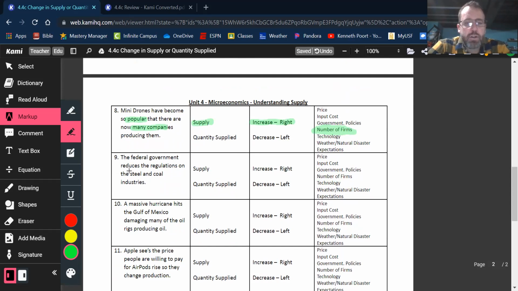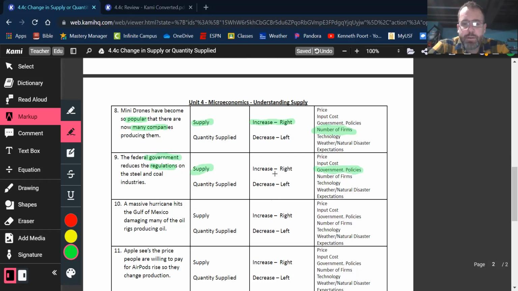Number 9, the federal government reduces, all right, so we see the term government, and it reduces the regulations on the steel and coal industries. Has nothing to do with price, so we know it's a change in supply. Sometimes I jump right over to this one. We know it's government policies is our answer.